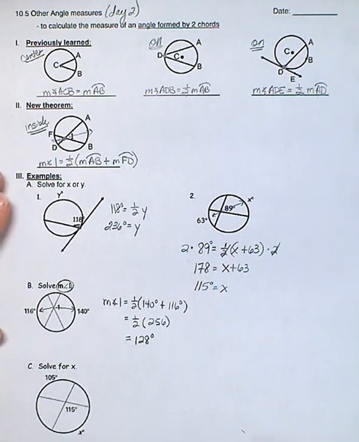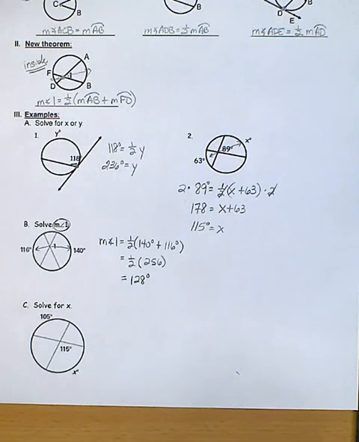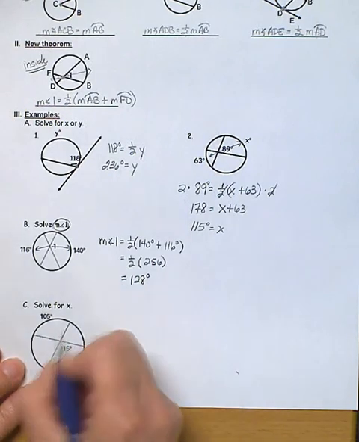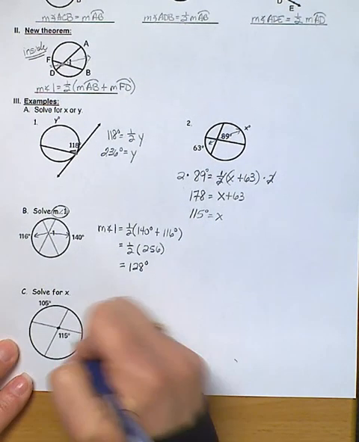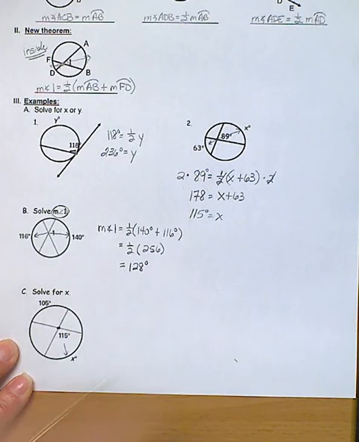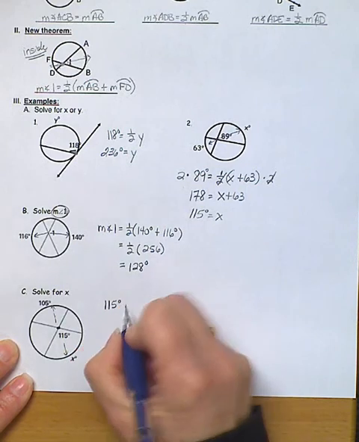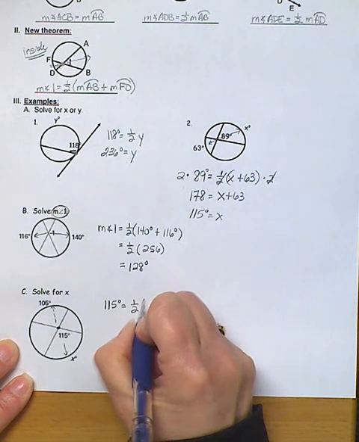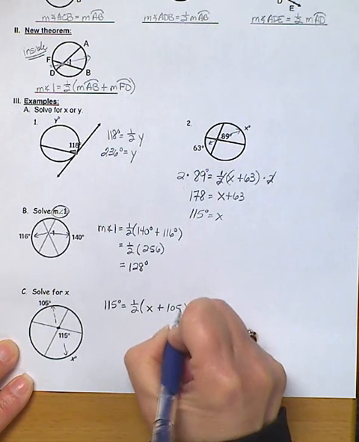And then our last example is back to solving for x. It's been rotated, but again, it's inside. We do not get to assume that that is the center. 115 degrees is cutting out an arc with x degrees. Its twin is cutting out an arc of 105 degrees. So the angle, 115 degrees, is equal to half the sum, x plus 105. So again, we're averaging them.